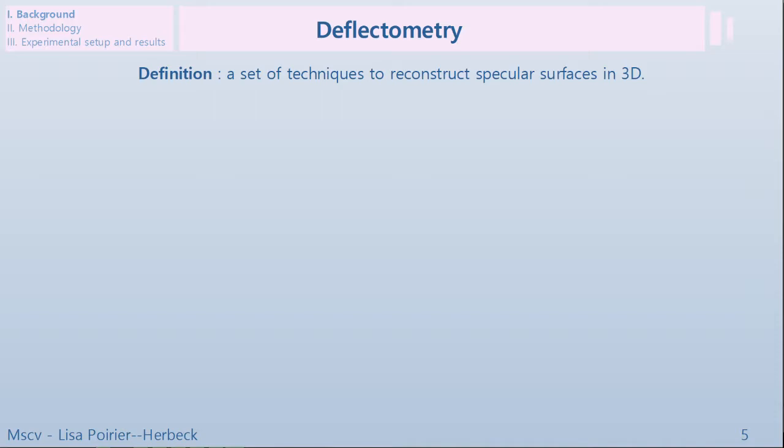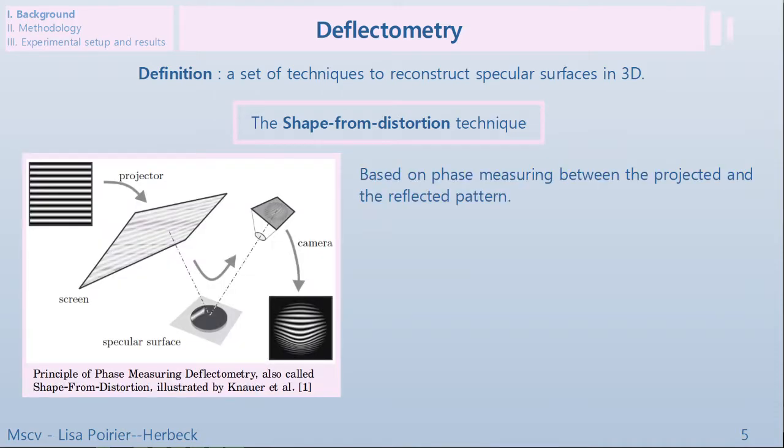Deflectometry is a set of techniques to reconstruct specular surfaces in 3 dimensions. Firstly, I will talk about the shape from distortion, which is a deflectometry technique based on phase measuring between a projected and a reflected pattern. This picture completely illustrates this technique.